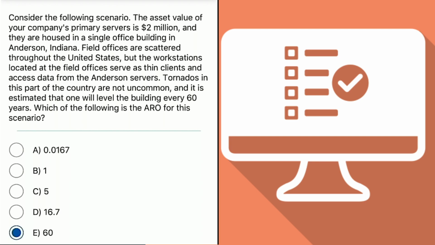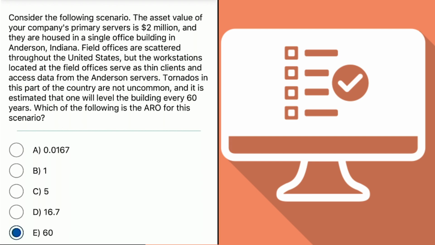Consider the following scenario. The asset value of your company's primary server is 12 million and they are housed in a single office building in Anderson, Indiana. Field offices are scattered throughout the United States, but the workstation located at the field office serves as a thin client and accesses data from Anderson servers. Tornadoes in this part of the country are not uncommon, and it is estimated that one will level the building every 60 years. Which of the following is the ARO for this scenario?